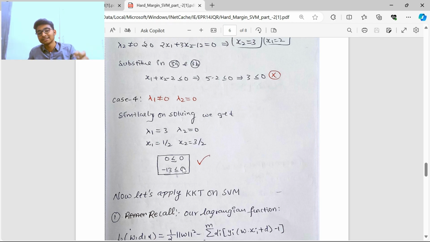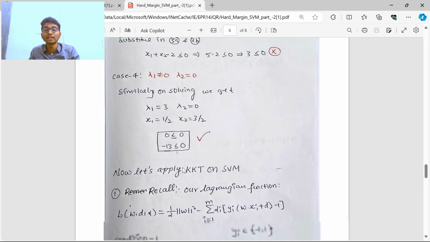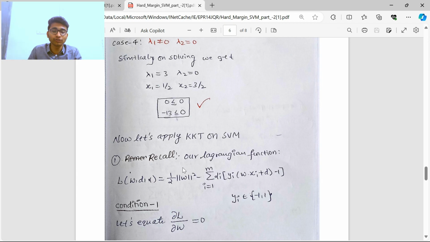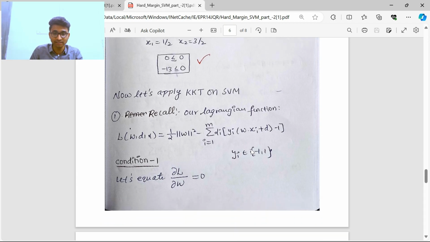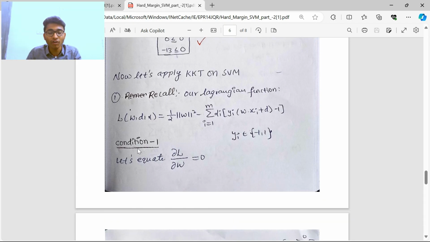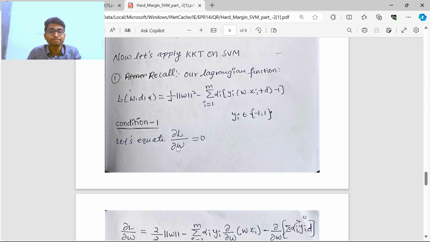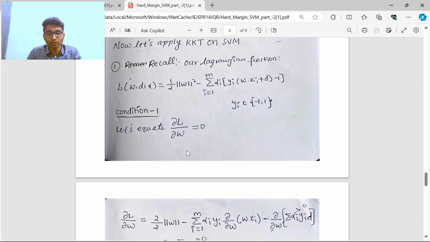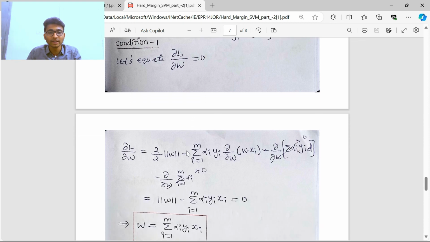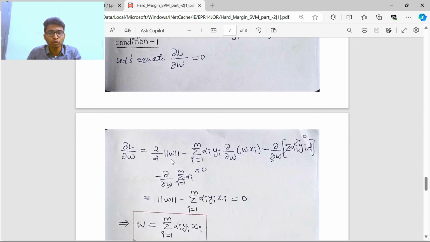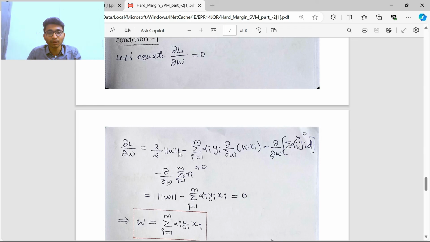Now we understood the KKT conditions with the example, right? Now let's apply them to the SVM. This is our Lagrangian function. First, what we have to do? We have to do the partial differentiation with respect to w and set it equal to 0. And I hope you know how to do the partial differentiation. See, the norm of w square will be 2 times w, and I have taken dou by dou w inside. This will be x, this will become xi, and the third term will become 0.